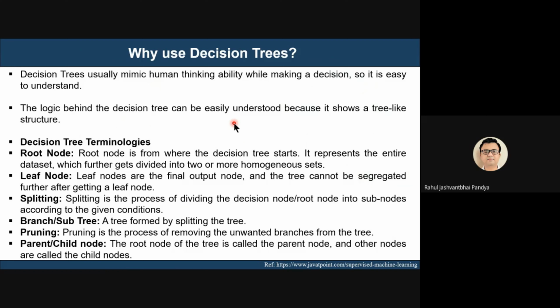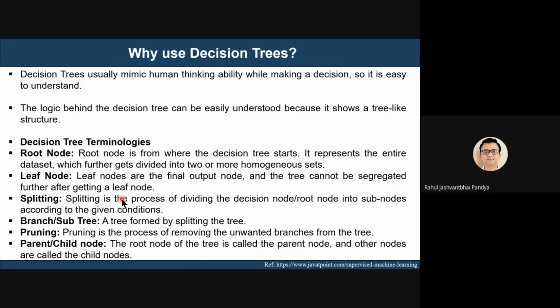Some of the terminology, such as a root node, is a node from where we start our decisions, and it represents the entire data set, which further gets divided into two or more homogeneous sets, right? Two or more branches of trees. A leaf node is a final output node, and after that point, the tree cannot be segregated further once we reach the leaf node. That's called the leaf node. Splitting.